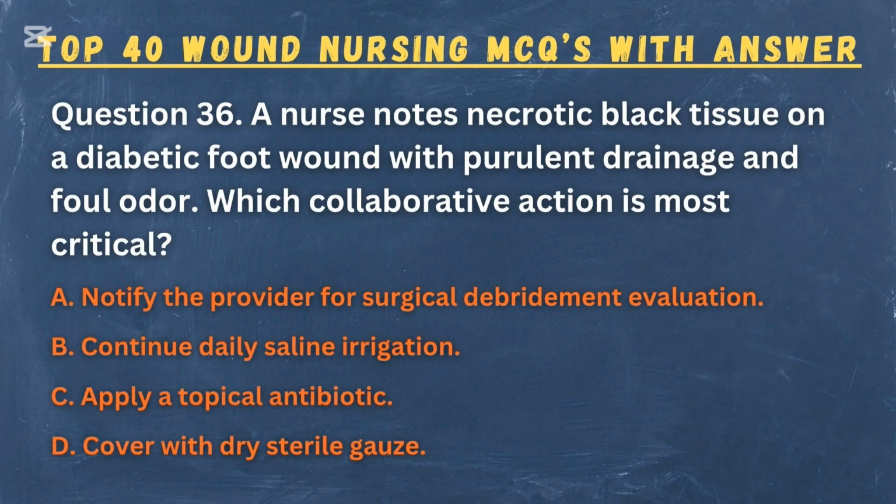Question 36. A nurse notes necrotic black tissue on a diabetic foot wound with purulent drainage and foul odor. Which collaborative action is most critical? A. Notify the provider for surgical debridement evaluation. B. Continue daily saline irrigation. C. Apply a topical antibiotic. D. Cover with dry sterile gauze.